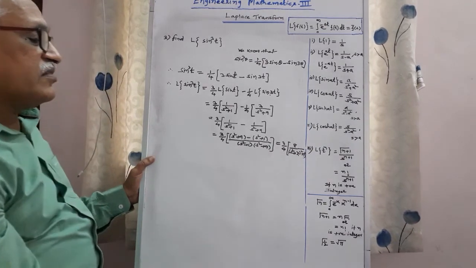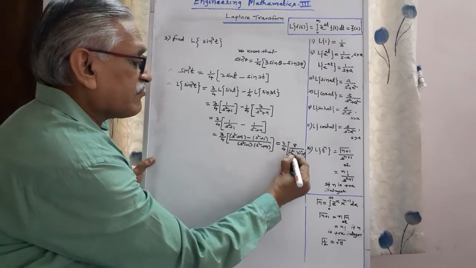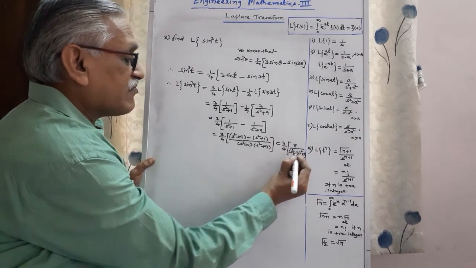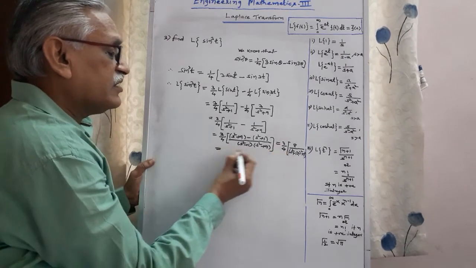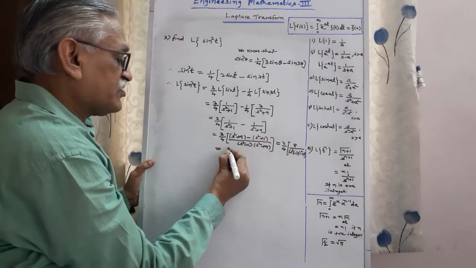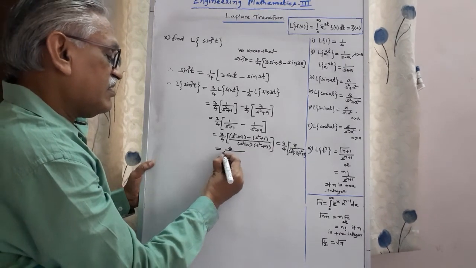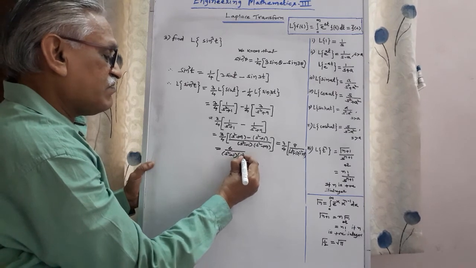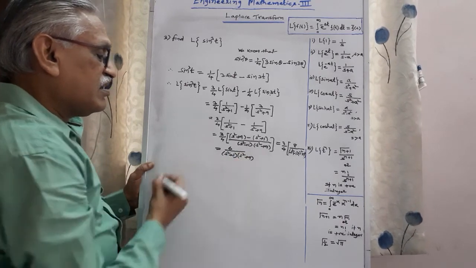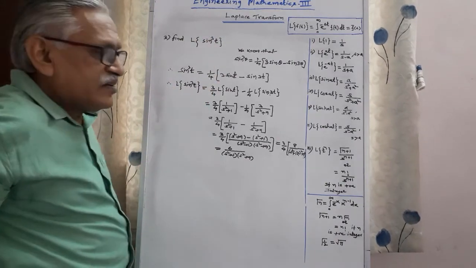Okay, this is that result. This is equal to, if you divide by 4 we get 2 here, 3 into 2 is 6, divided by s square plus 1, s square plus 9. Required Laplace transform for sin cube t.